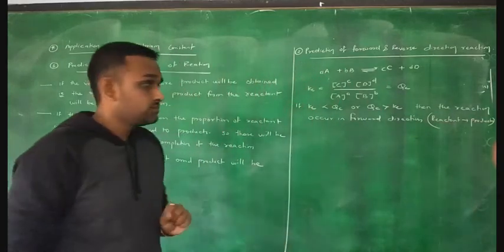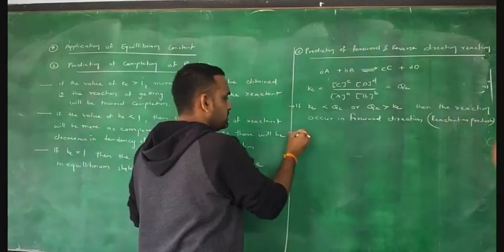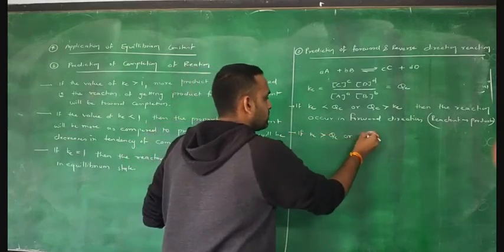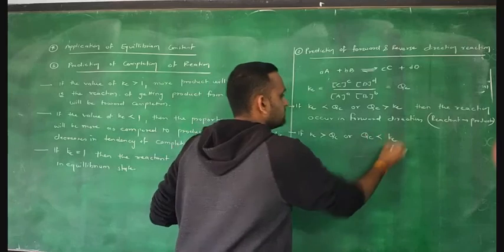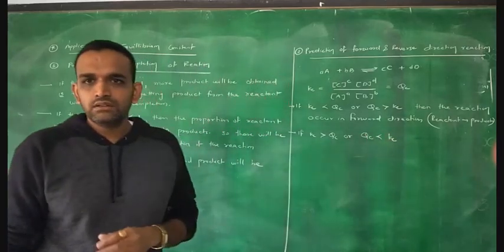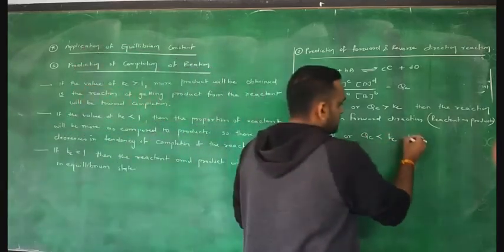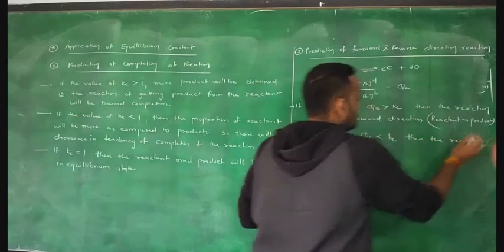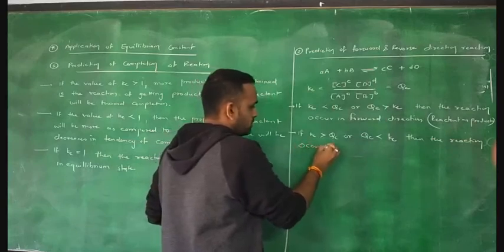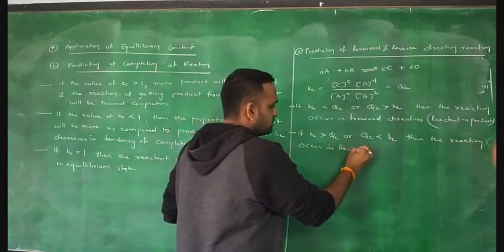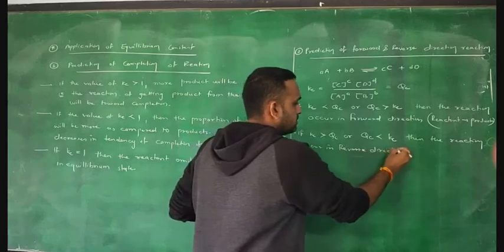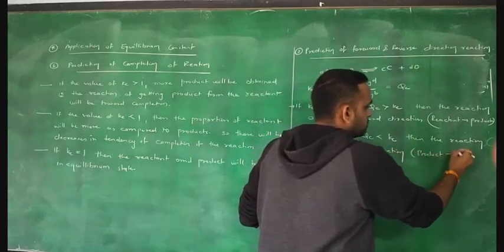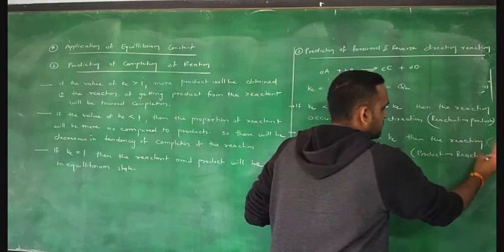Next, if Kc is greater than Qc, or Qc is less than Kc, then the reaction will occur in the reverse direction. That is from product to reactant. Understand?